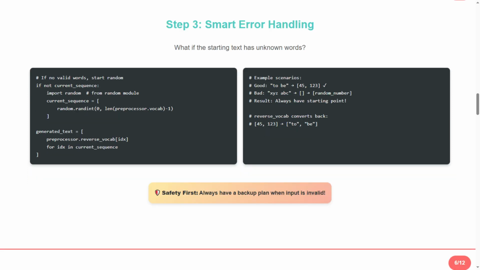What happens if someone types gibberish? Great question. Good programmers always plan for problems. If our starting text has words the AI doesn't recognize, we don't crash. We get creative. The code automatically picks a random word from the vocabulary to start with. This is smart programming in action. Always have a backup plan. Whether the user types perfect Shakespeare or random letters, our generator will still create something interesting.